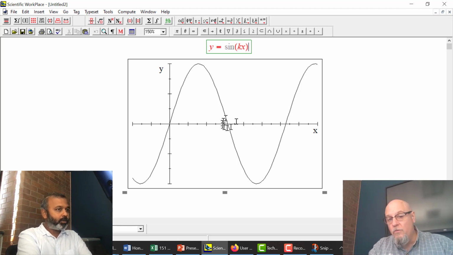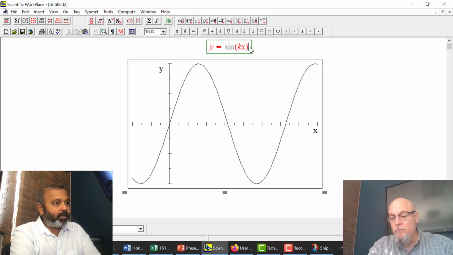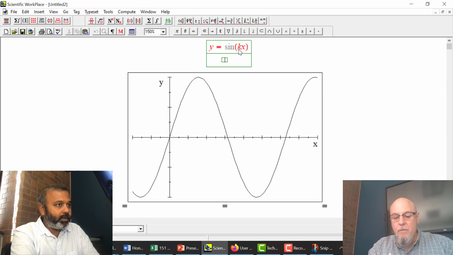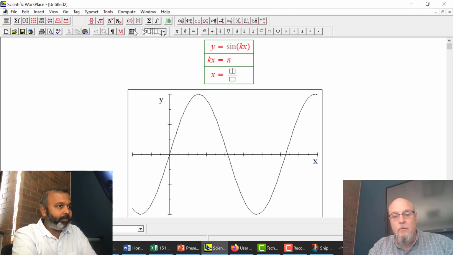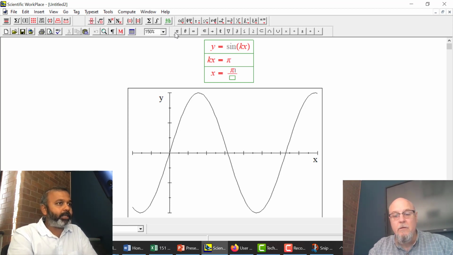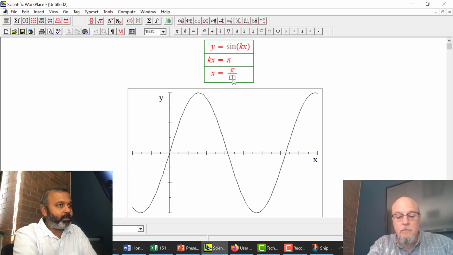This was on a normal, plain vanilla sine graph. This was pi, so the argument was pi, the angle was pi. But now I've got kx equal to pi, and solving, I get that x value. This first 0 point is pi over k.